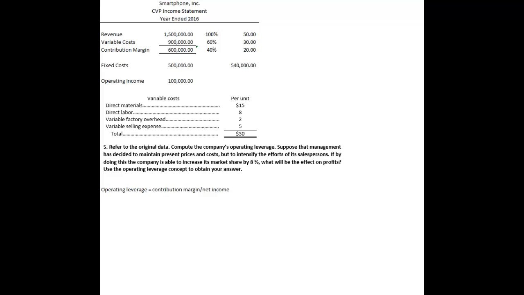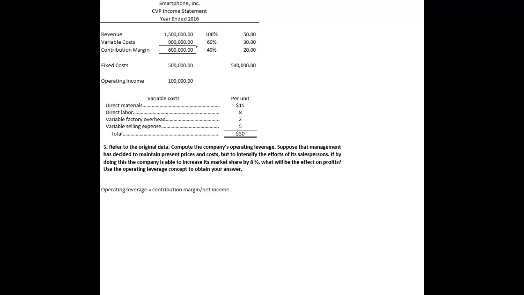Okay, so the last part of the problem deals with this concept of operating leverage, and I think this is probably the most foreign concept in the chapter. You kind of look at it and you're like, what is this even telling me? And so here we're going to go through and try to apply this problem to it and see if it makes a little more sense.